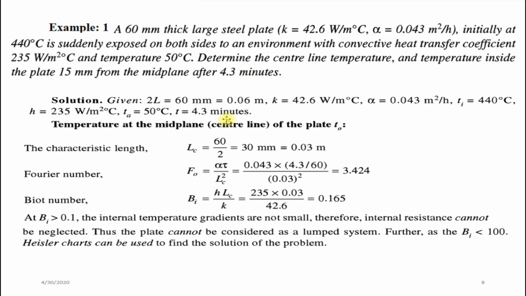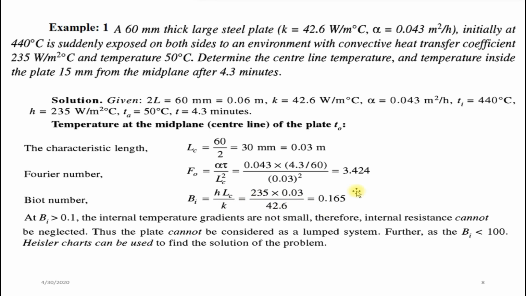So first you have to confirm the Biot number. For that you need to find LC by the usual method. LC is equal to 60 by 2, that is 30 mm, 0.03 meter, and the Fourier number alpha t by LC square is 3.424. So the Biot number Bi is equal to h into LC by k, that is 235 into 0.03 divided by 42.6, and you will get 0.165.